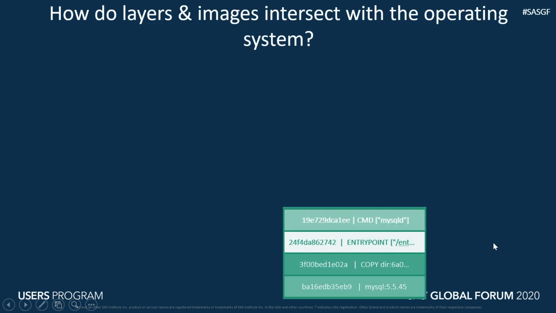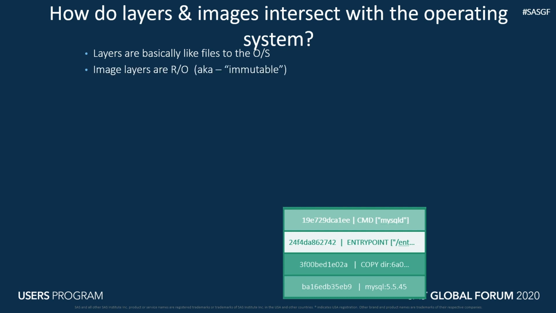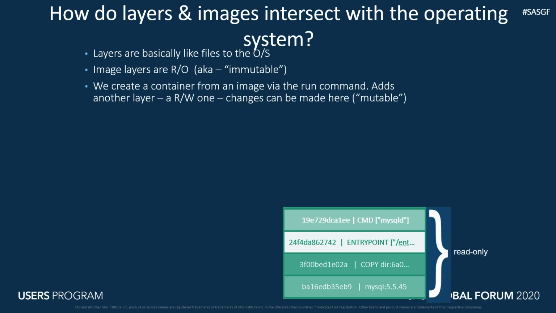Now, how do layers and images intersect with the operating system? So we have an image out here. Basically, the layers in the images are like files to the operating system. The image layers, as we said, are read-only, meaning immutable. They can't be changed. But when we actually want to use these as the basis for a container, then what Docker would do is create a container from an image. If we run the Docker run command, we create a container from an image, and that would add another layer, a read-write one, that gives us a place to make changes.